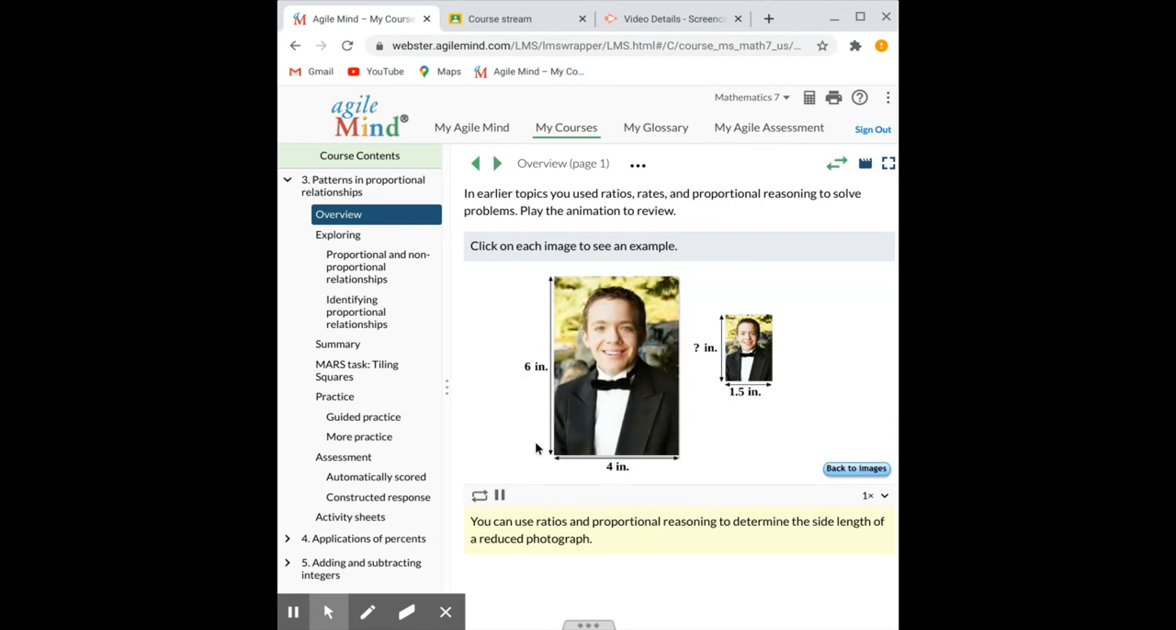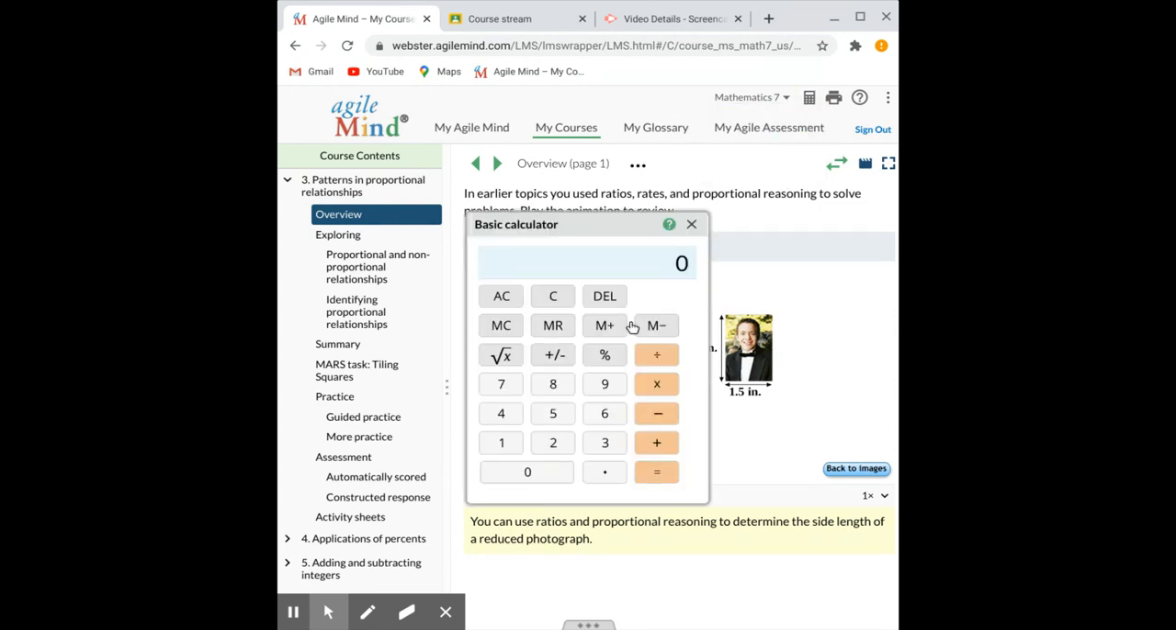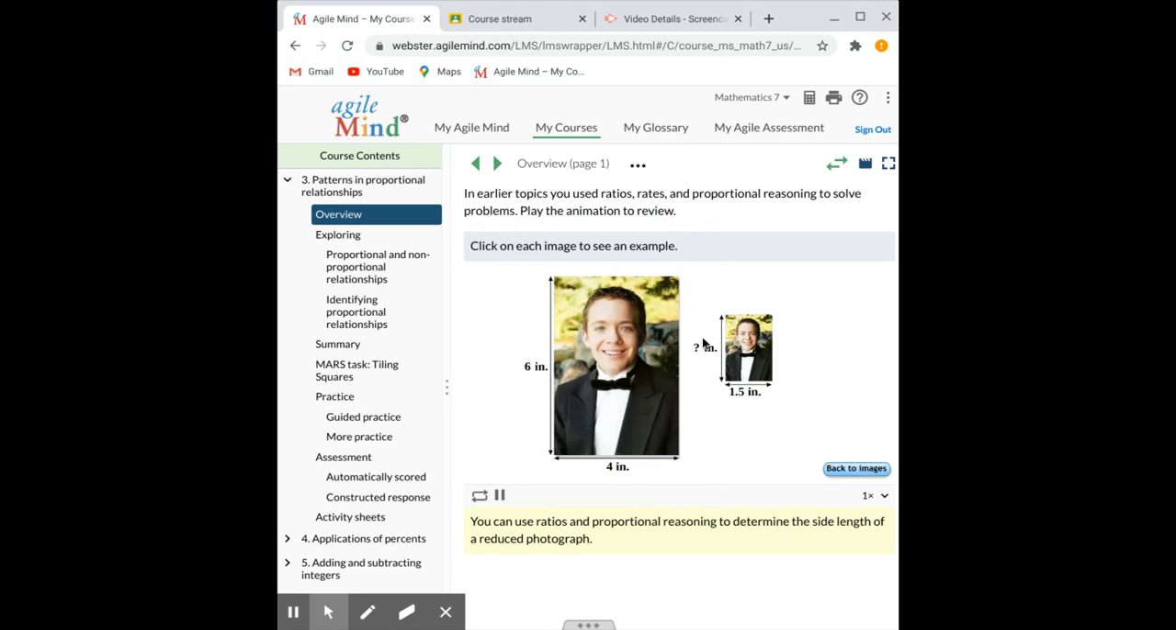Another way we can show this is we can take 6 and divide it by 4 and get our constant. So 6 divided by 4 equals 1.5, and we can multiply that by 1.5. Is that the same answer? Yes, sir. All right. That way we don't have to deal with all those decimal places.